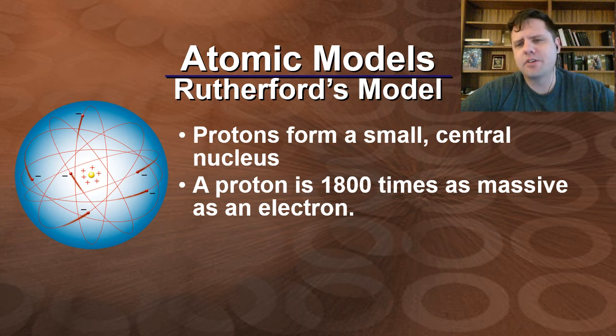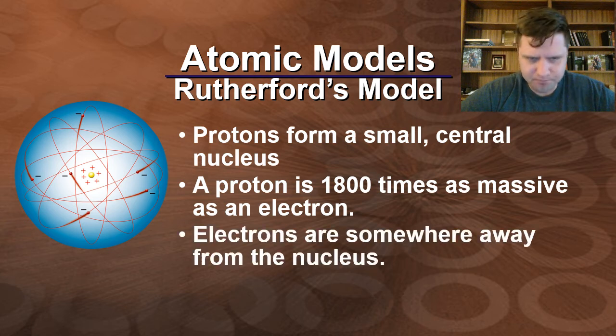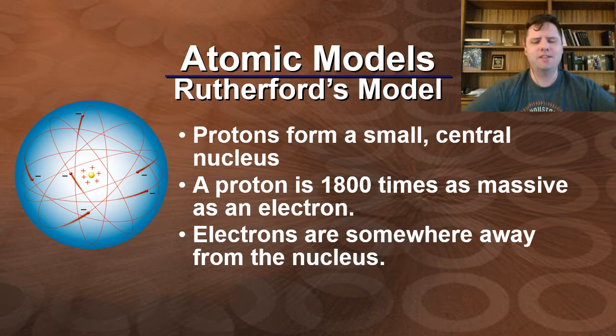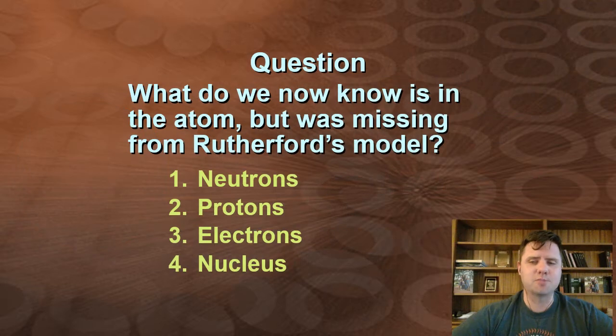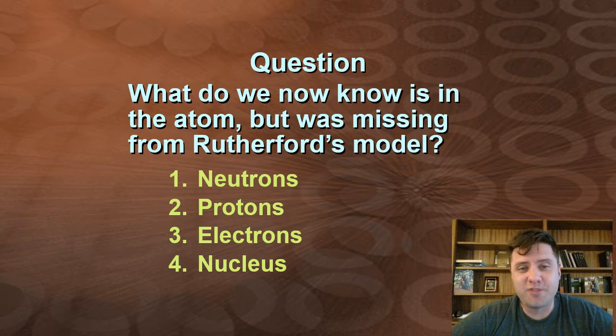Proton being 1,800 times as massive as an electron. Electrons are somewhere away then from the nucleus. And so this is what Rutherford puts forward, the nucleus and these protons being found there. So what do we now know is in the atom but was missing from Rutherford's model? Well, he described protons and electrons and the nucleus, so it's number one here, right?